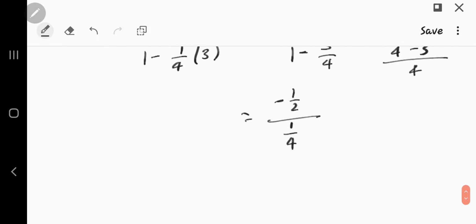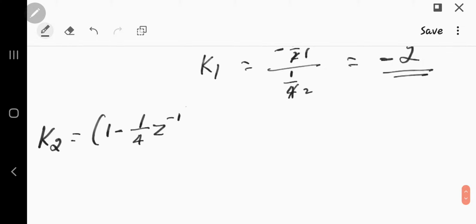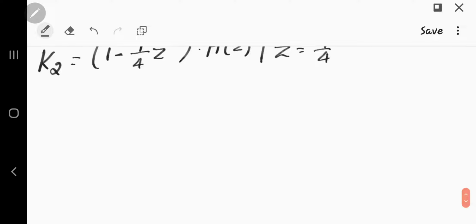Now these 2 ones are 2, twos are 2, goes to the numerator. That becomes minus 2. So K1 value is minus 2. Similarly, K2 is equal to 1 minus 1 by 4 Z inverse into H of Z, where Z takes the value 1 by 4.